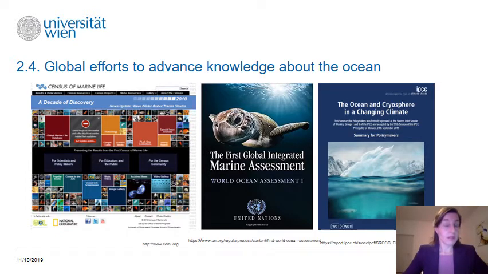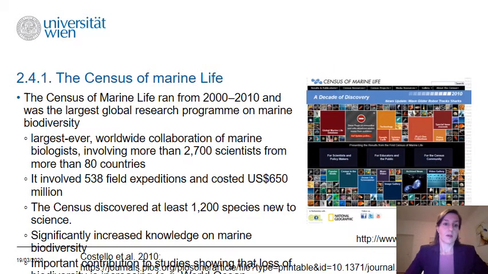I will now tell you a little bit more about these individual initiatives. So the Census of Marine Life was running from 2000 to 2010, and it was the largest global research program on marine biodiversity. This is interesting because although the economic exploitation of marine resources dates back to prehistorical times and historic documentation has existed since the 3rd century before Christ, the establishment of systematic collections of marine organisms began only in the 17th and 18th century. So for a long, long time, we didn't have any systematic knowledge on marine species.